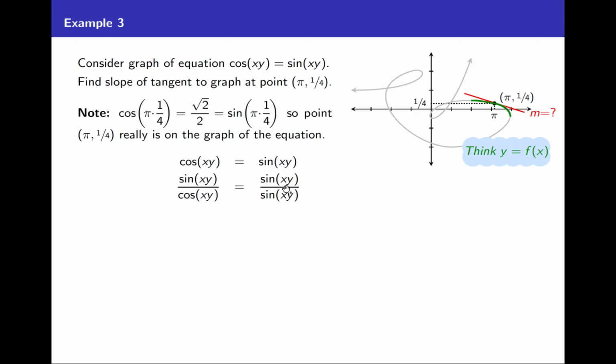Let's divide both sides by sine of xy. Now, notice at this point, (pi, 1/4), sine of pi times 1/4, sine of xy, is not 0, so sine of xy is not going to be 0 nearby this point. So we can divide both sides of the equation by sine of xy, and we get tangent of xy equals 1. So the equation that we're dealing with, cosine xy equals sine of xy, can be re-expressed as tangent of xy equals 1. And it's got the same graph as the original equation. And let's write it that way because this is a little bit simpler than cosine xy equals sine of xy. It's just got one trig function. So here is our equation.